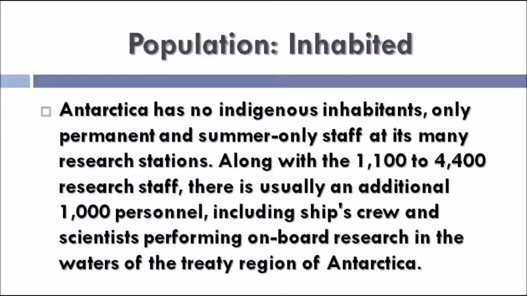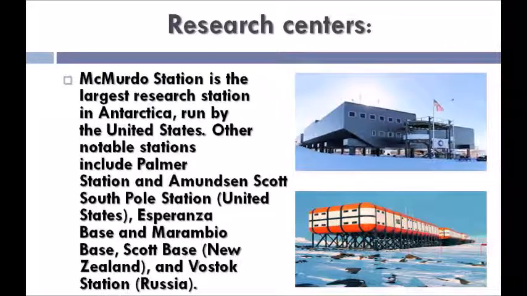Research Centers of Antarctica. McMurdo Station is the largest research station in Antarctica, run by the United States. Other notable stations include Palmer Station and Amundsen-Scott South Pole Station by United States, Esperanza Base and Marambio Base, Scott Base by New Zealand, and Vostok Station by Russia.